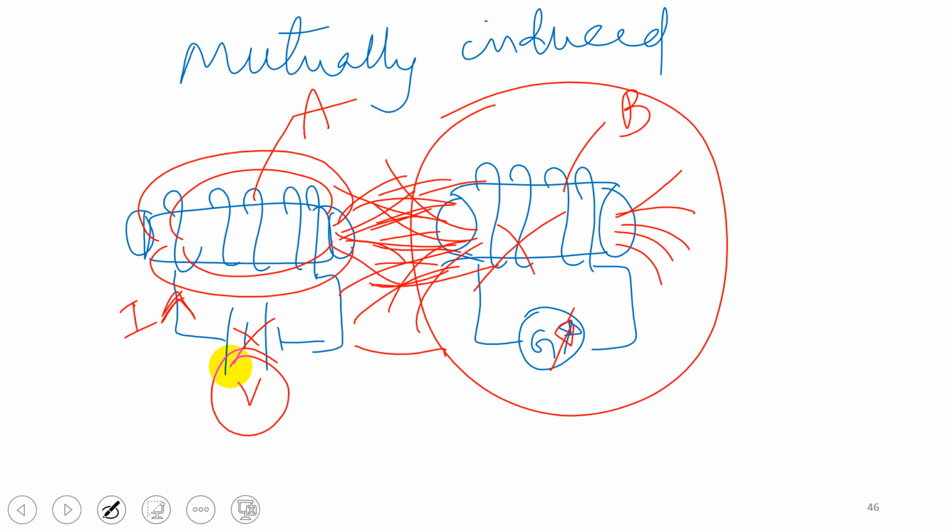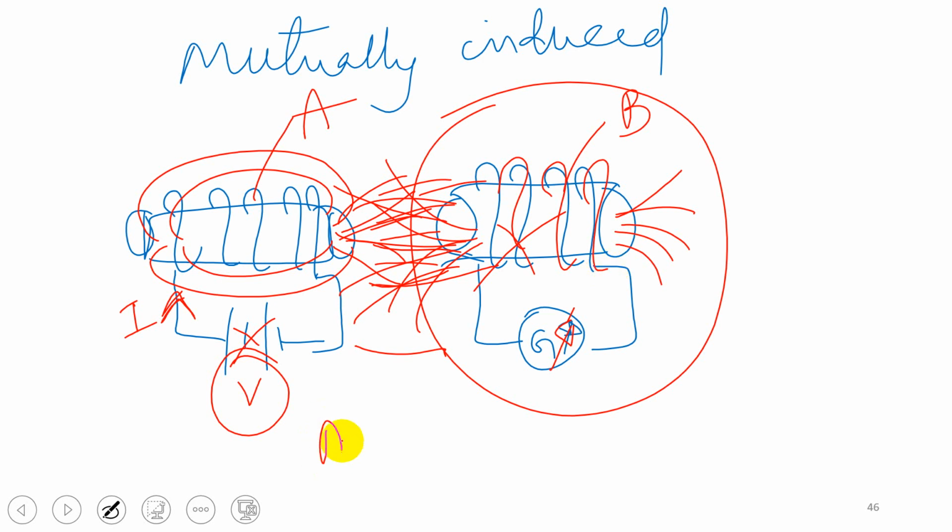The magnitude of mutually induced EMF will depend, again, on the number of turns on this coil and the amount of flux linking this coil. The direction of the induced EMF is again given by Faraday's laws of electromagnetic induction. The direction of the induced EMF is given by Lenz's law.